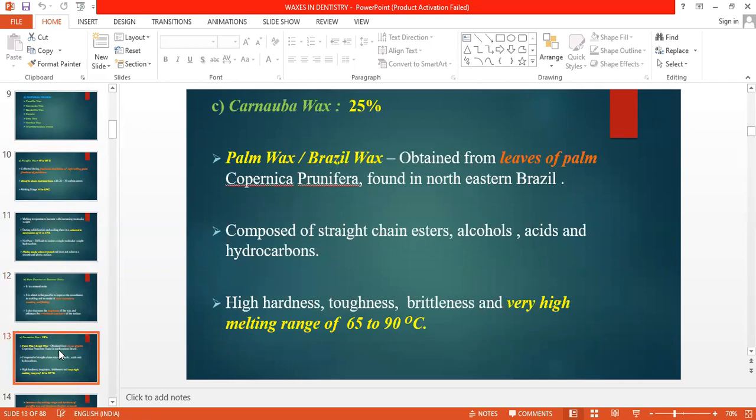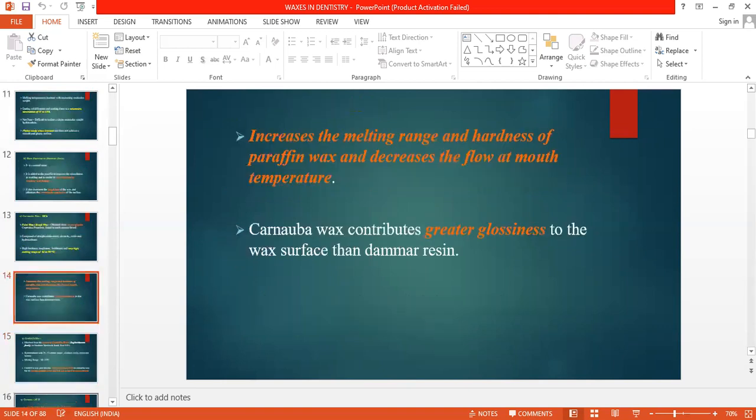Third one, carnauba wax. It contributes to 25% of the dental wax. It is otherwise known as palm wax or Brazil wax and is obtained from the leaves of palm found in northeastern Brazil. It is composed of straight chain esters, alcohols, acids, and hydrocarbons. It has high hardness, toughness, brittleness, and a very high melting range of 65 to 90 degrees Celsius. It increases the melting range and hardness of paraffin wax and increases the flow at mouth temperature. It contributes greater glossiness to the wax surface than damar resin.